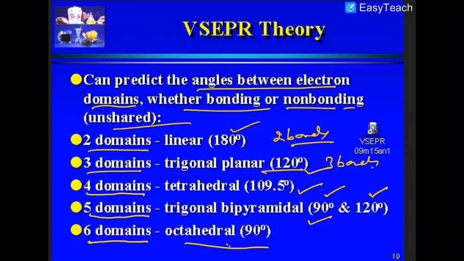If there are 4 bond pairs, then the geometry will be tetrahedral and the bond angle will be 109.5 degrees. If there are 5 bond pairs, then the geometry is trigonal bipyramidal and there are bond angles of 2 types, 90 degrees and 120 degrees. If there are 6 bond pairs, then there will be an octahedral shape and all the bond angles are 90 degrees.